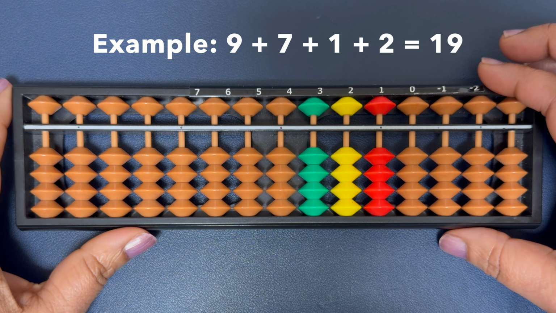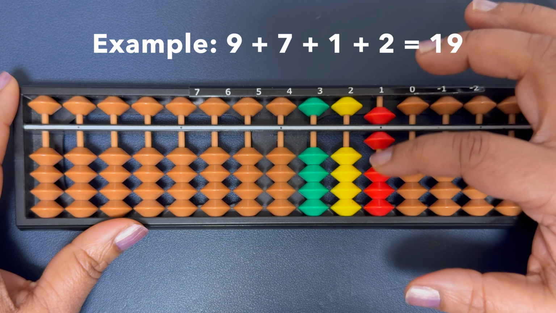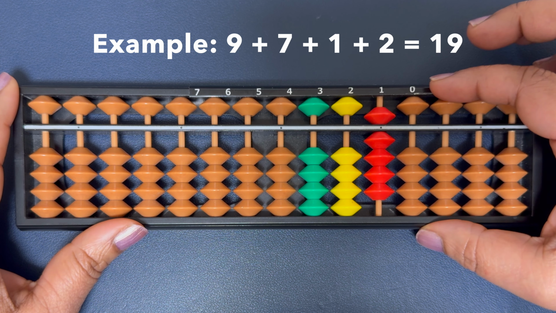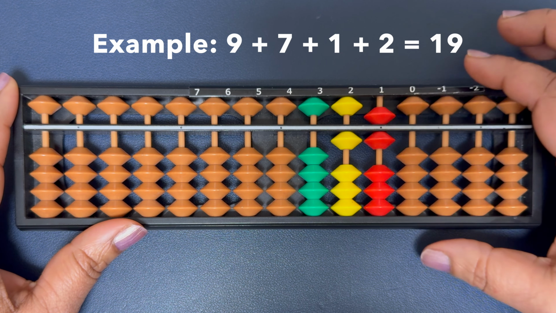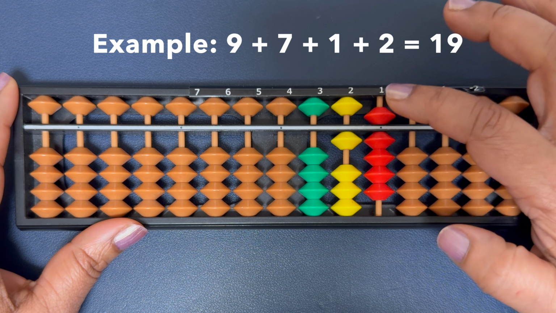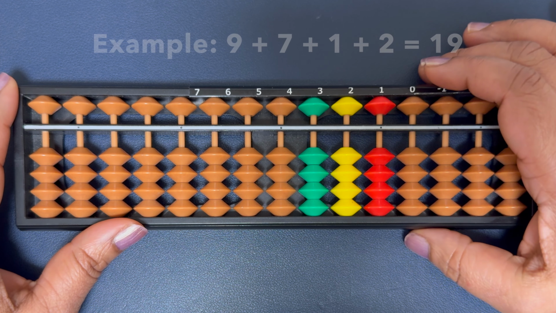Now 9 plus 7 plus 1 plus 2. First add 9, 5, 6, 7, 8, 9, right? For 7, take 3, 1, 2, 3, add 10, plus 1, then add 2, 1, 2, 10, 15, 16, 17, 18, 19. Answer is 19.